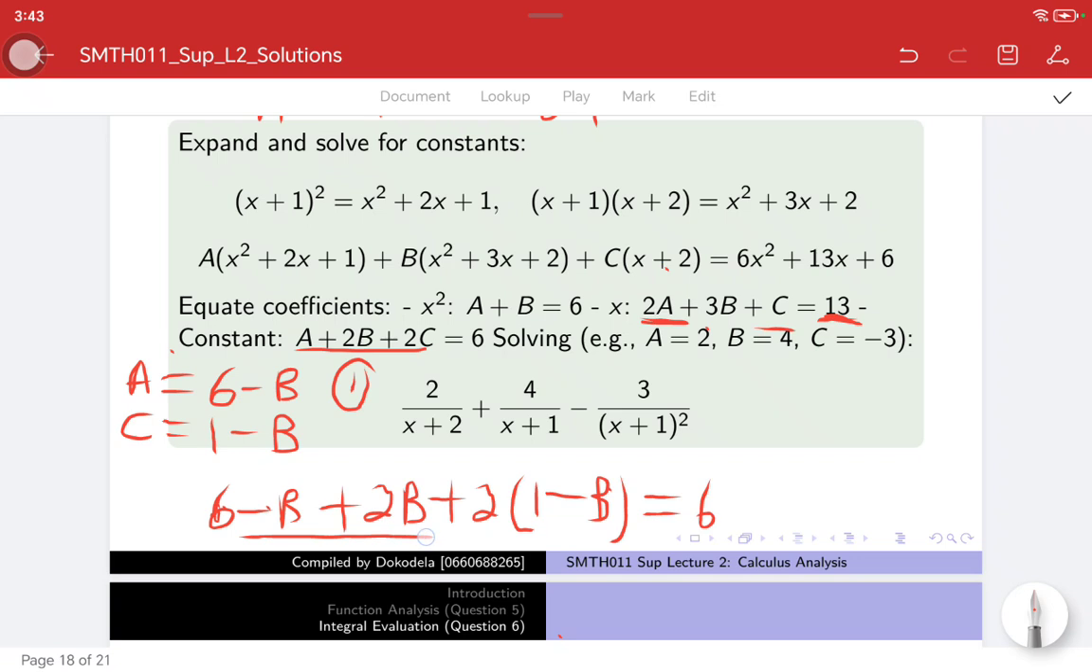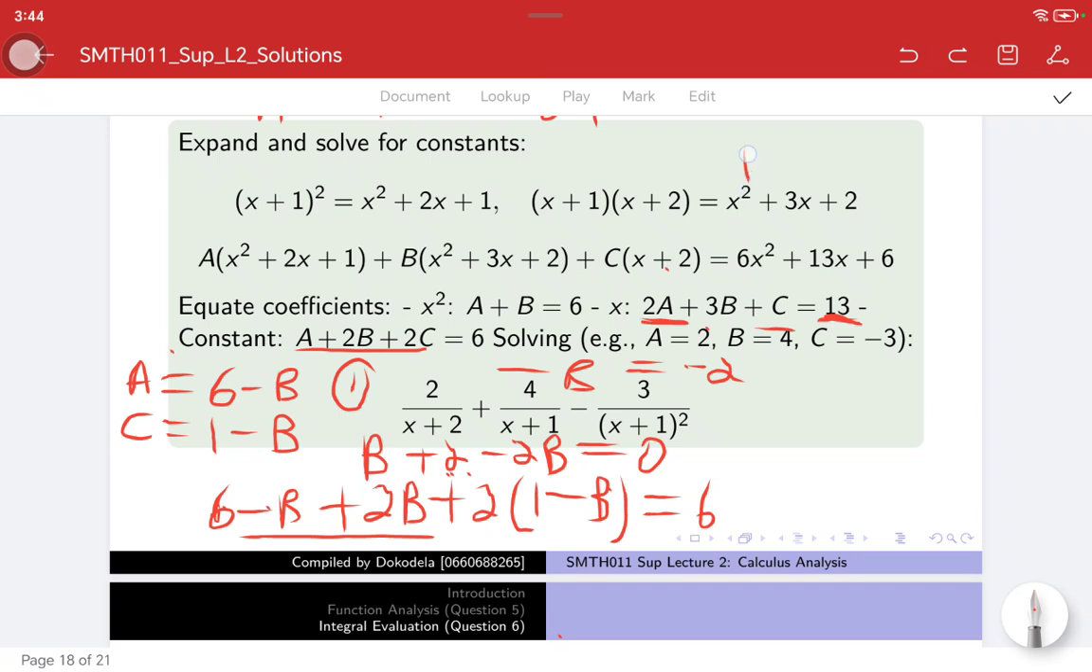Then let's check this one. This will give us B, and then plus 2 minus 2B. Then 6 to the other side, it's going to cancel, right? Then this is going to give us B plus 2. Then this is going to give us minus B equals minus 2. Yeah, so it means that maybe, let me check, maybe I made vice versa when I was plugging this. Then it means that B is going to be 2, right?